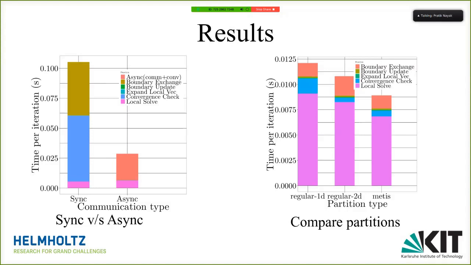The right bar plot compares the different types of partitioning schemes for the synchronous version. Here you see that the METIS partition is much more efficient in distributing the data to the different subdomains, whereas the regular 1D partition cannot do so well.